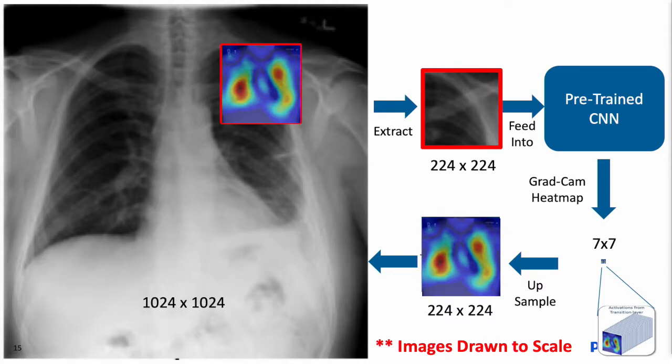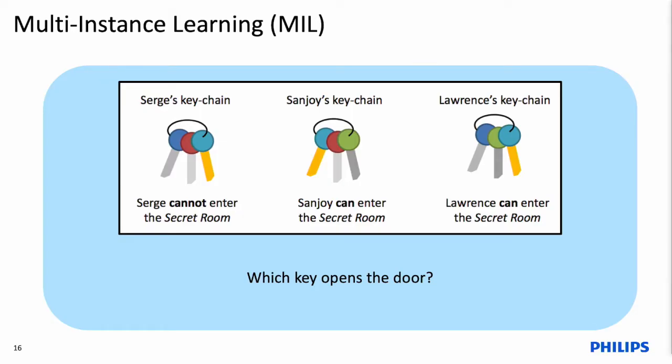But the next question is, back to our weakly labeled data, we don't have labels for those patches. We don't know which of those patches contains the pneumothorax and which don't. So it begs the question: how do we relate the patches to the original image? How do we compare it against the label of pneumothorax? And so this comes to a paradigm known as Multi-Instance Learning.